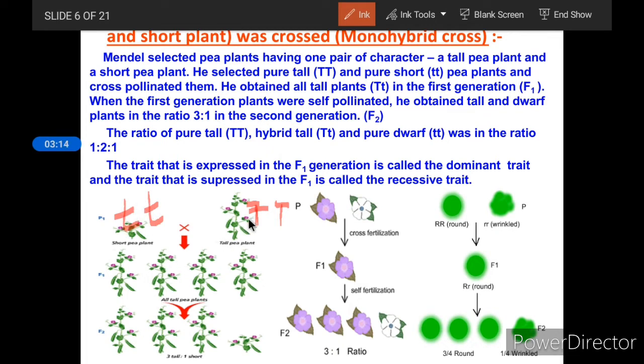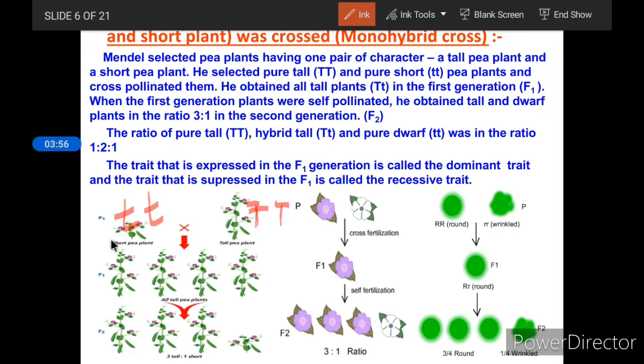When this was cross pollinated, for example here capital T, capital T and small t, small t, they will get capital T, small t. Again the same here, same here, same here. That means, as it is capital T and small t, T is dominant. That is why these four plants are tall plants. He was surprised by this result because he used a short plant and a tall plant, right? But he got all tall plants. So where did the shortness or dwarfness of the plant go?